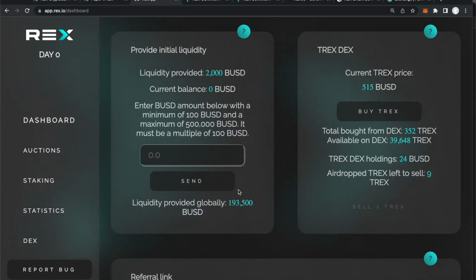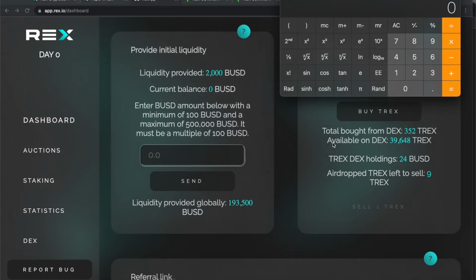Every day after that, 100,000 divided by 200 days. So every day, 100,000 divided by 200. Every day after that first day, 500 BUSD worth of liquidity will be paired with REX at that price that day and added to liquidity. So the other half of my initial liquidity would be split up into 200 chunks, which is 1,000 divided by 200. So 5 BUSD every day of my BUSD would be paired with REX at whatever price REX is at that day and added to the liquidity pool.